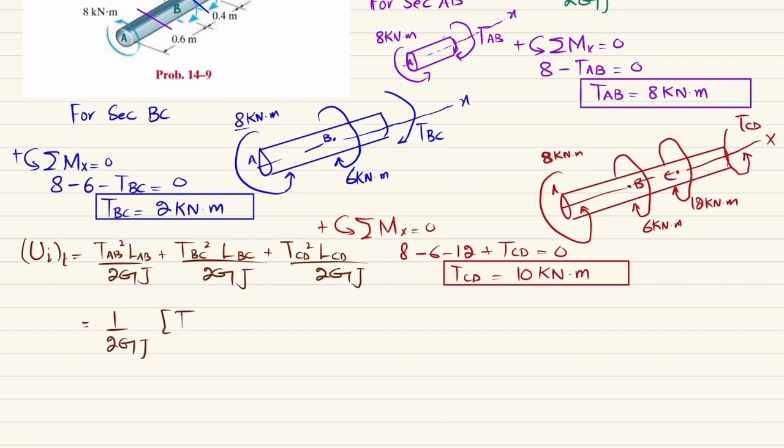So this will become equal to T square AB into LAB plus T square BC over L into LBC plus T square CD into LCD. Now what is the value of G? We have been given A36 steel, so from the mechanical property table, we will get the value of G.